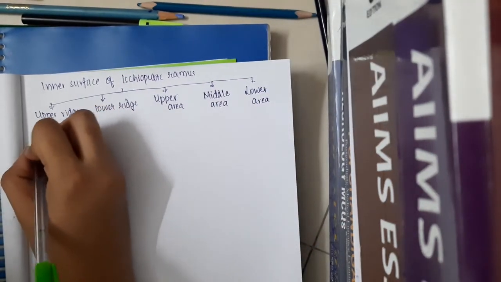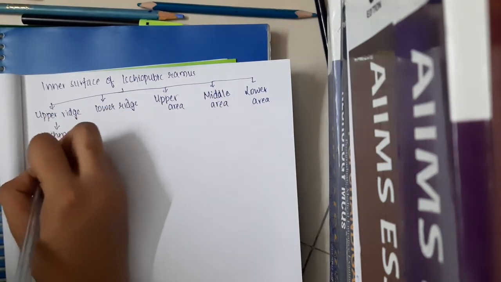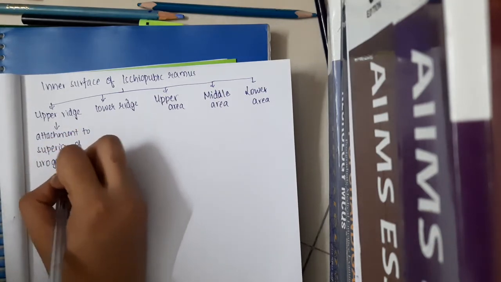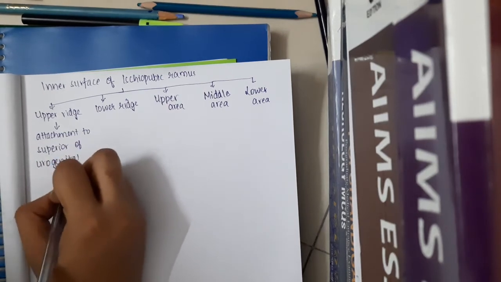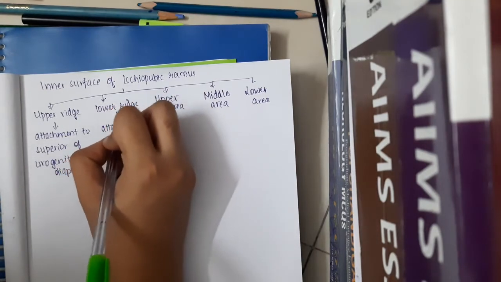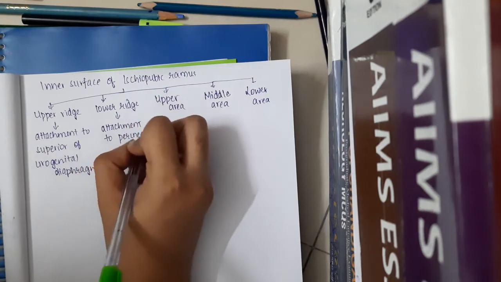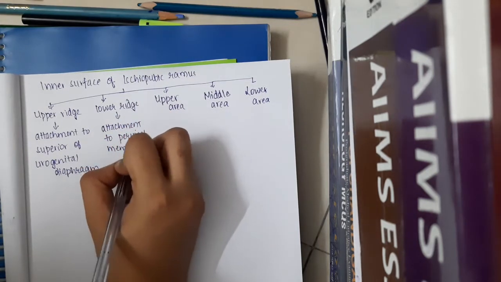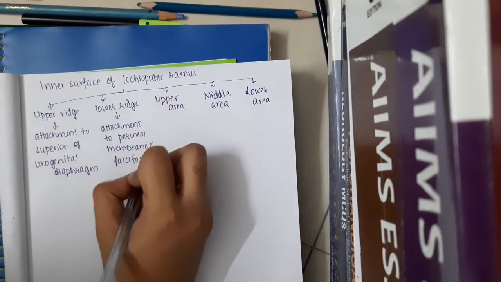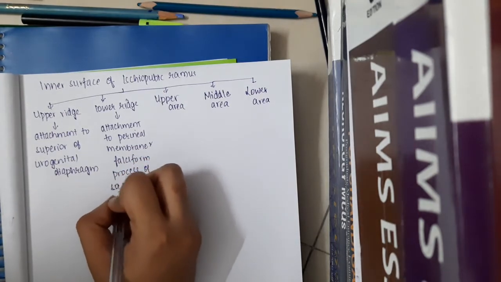The upper ridge provides attachment to the superior fascia of the urogenital diaphragm. Then the lower ridge provides attachment to the perineal membrane, and also the falciform process of the sacrotuberous ligament.